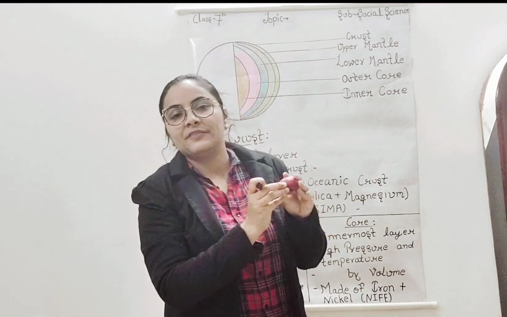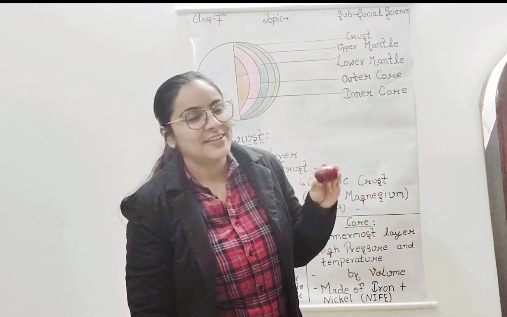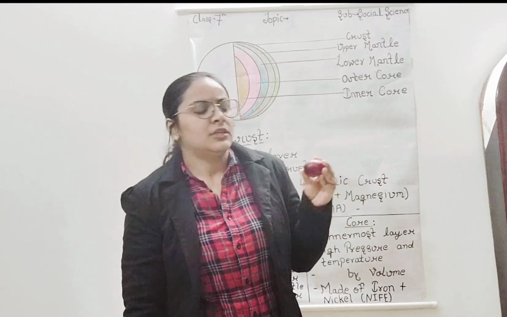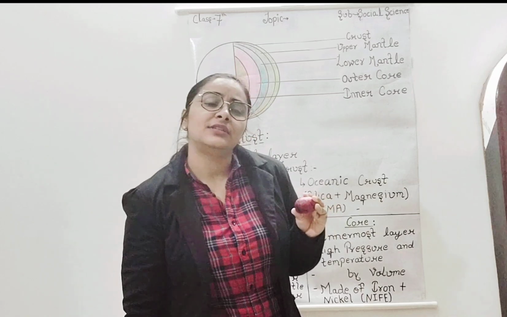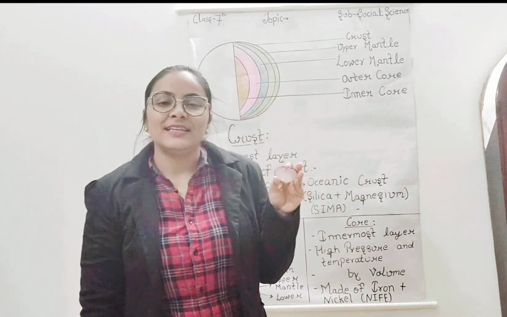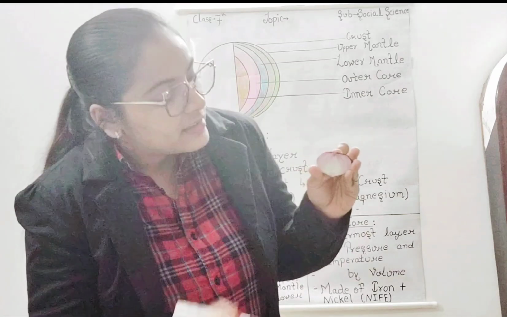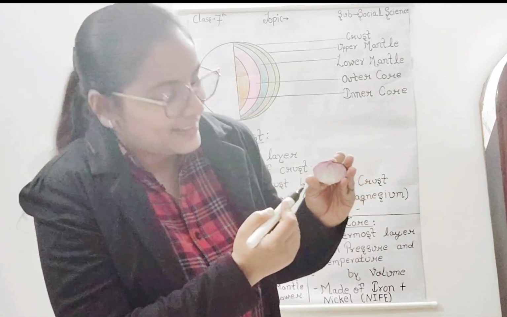Now, can anyone tell me what is this? This is an onion, right? We all know this. But what if I cut this onion into two pieces? What will we get to see? We will get to see something like this. The layers of the onion, one layer under another layer. Yes?